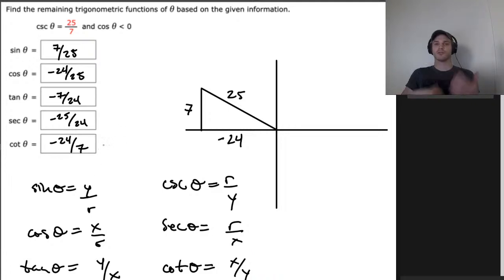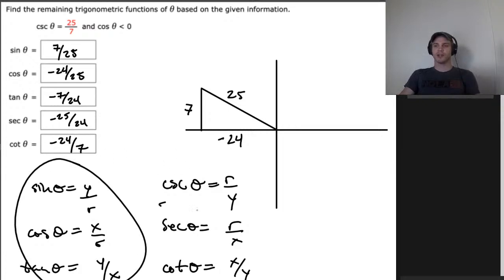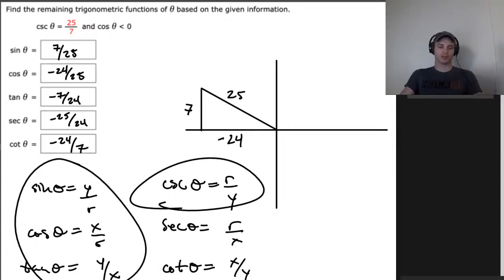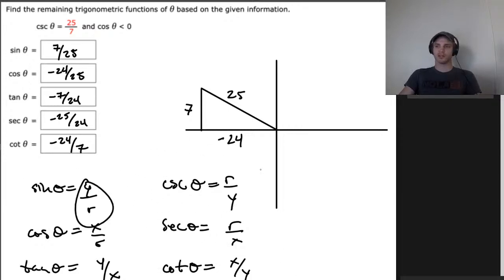After you've looked these up a bunch of times, you'll end up memorizing them. And really, you only need to memorize these ones, and then these are the reciprocals of those, right? So you can see, I just took this and flipped it to get this. I took this and flipped it to get this. I took this and flipped it to get this.